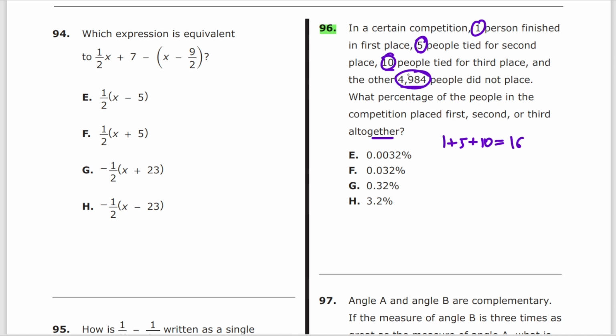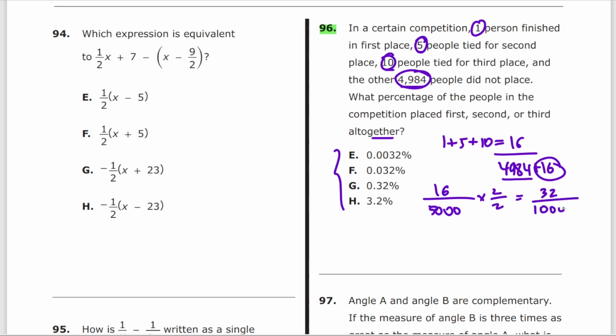Now, 4,984, if you add 16 to that, you get conveniently 5,000 on the bottom. So it's 16 who placed versus 4,984 who did not get placed plus 16. So the total was 5,000. So now we need to turn this into a percentage, because all of these answers have percent. So what I would do, I would go ahead and multiply this by 2. So that's equal to 32 divided by 10,000. I would like to get all zeros on the bottom.